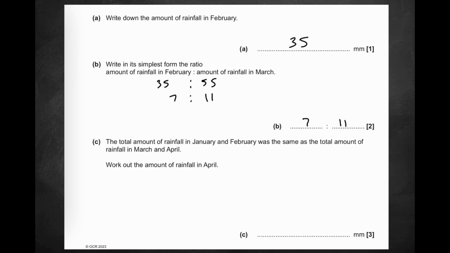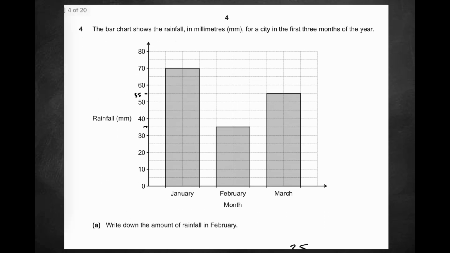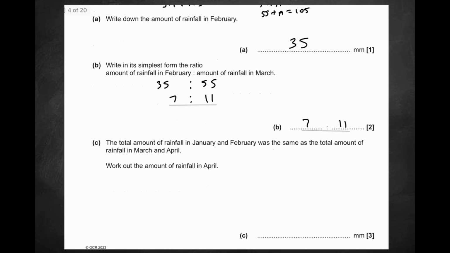And part C. The total amount of rainfall in January and February was the same as the total amount of rainfall in March and April. Work out the total amount of rainfall in April. So January, we have 70. January plus February is going to be 70 plus 35, which is 105, which means March plus April is 105. We already know March is 55, which makes April just 50.